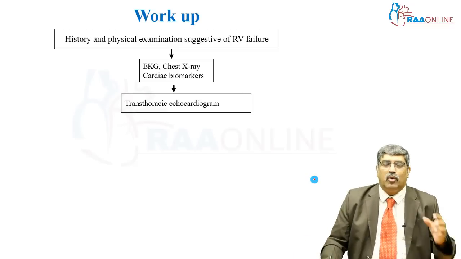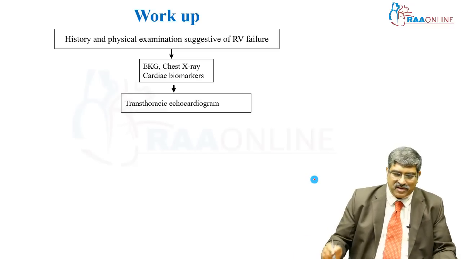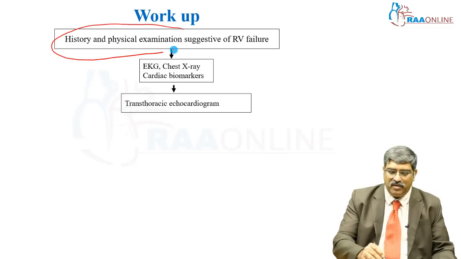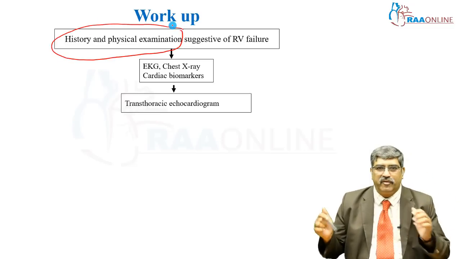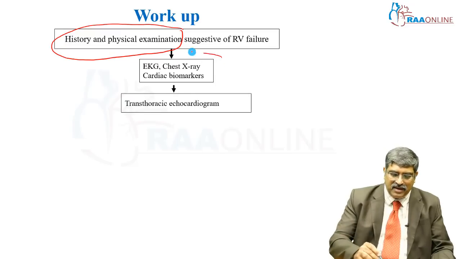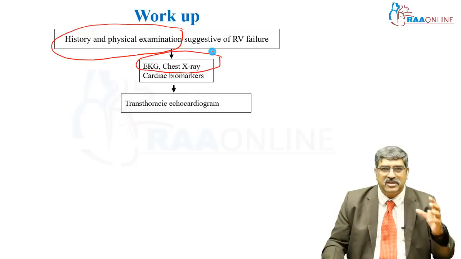Now coming to the workup of the patient with right ventricular dysfunction. First is history and physical examination, which is what are the various factors which are suggestive of right ventricular failure. Then the classical electrocardiogram and chest X-ray.